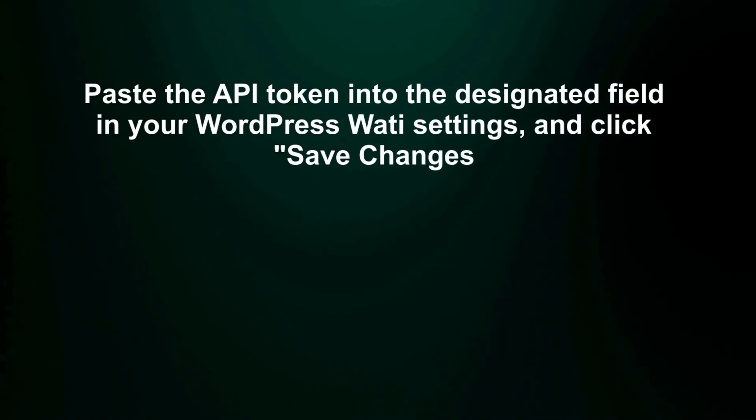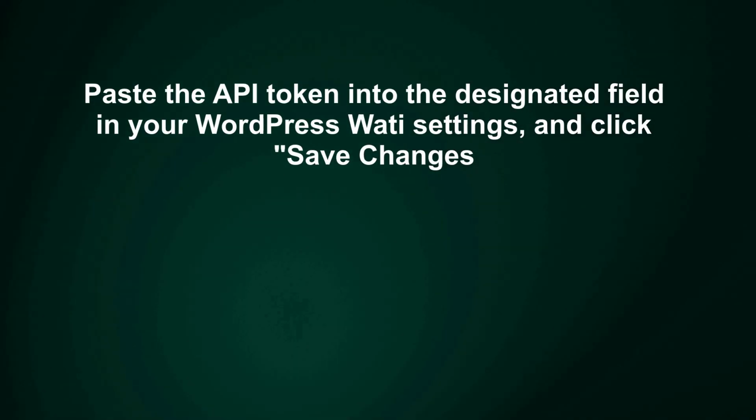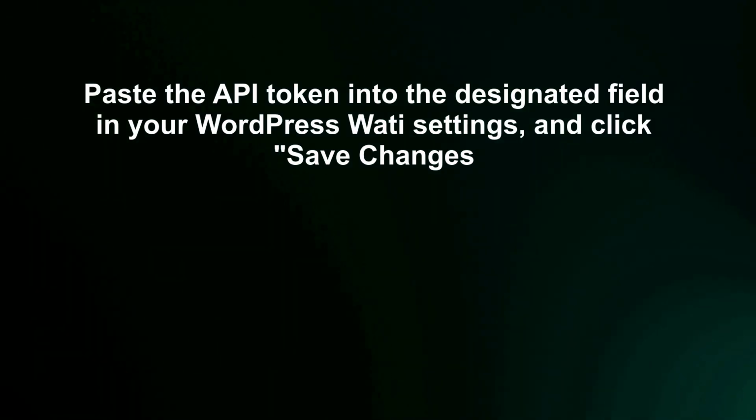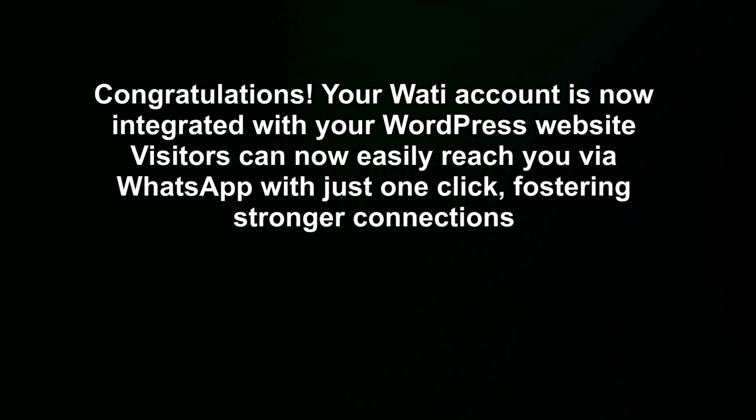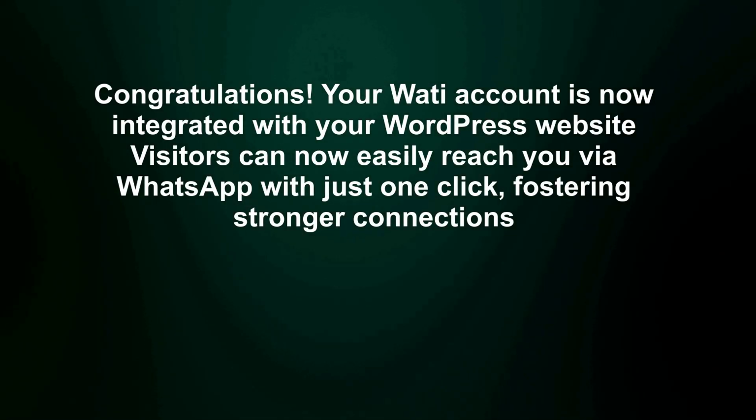Copy the token. Paste the API token into the designated field in your WordPress Wati settings, and click Save Changes. Congratulations! Your Wati account is now integrated with your WordPress website. Visitors can now easily reach you via WhatsApp with just one click, fostering stronger connections.